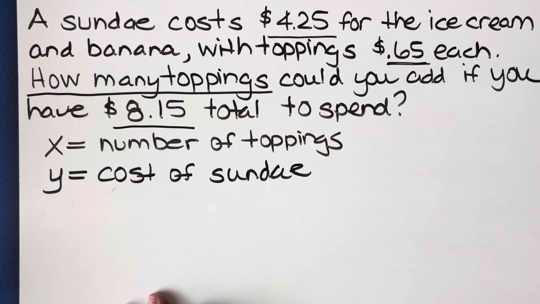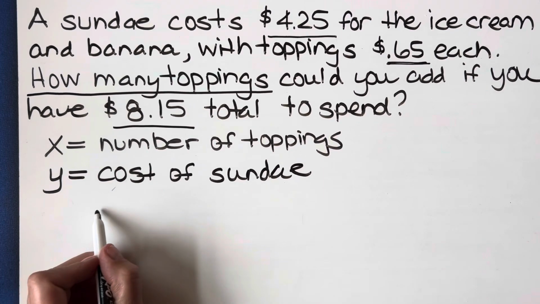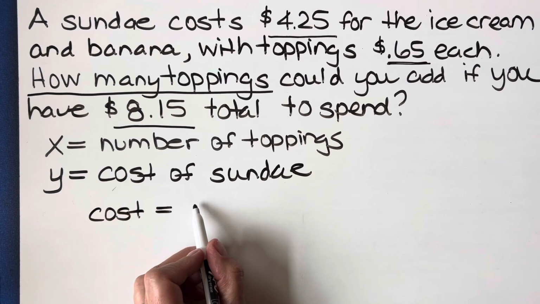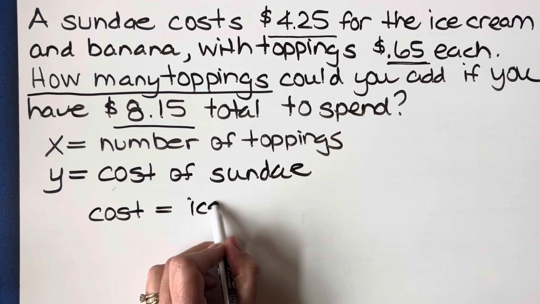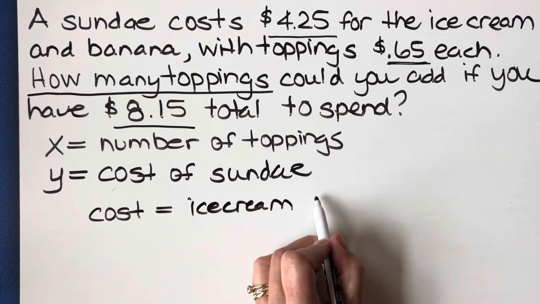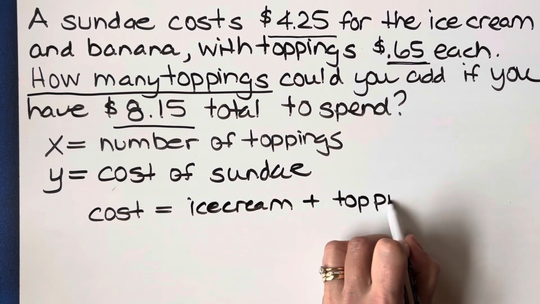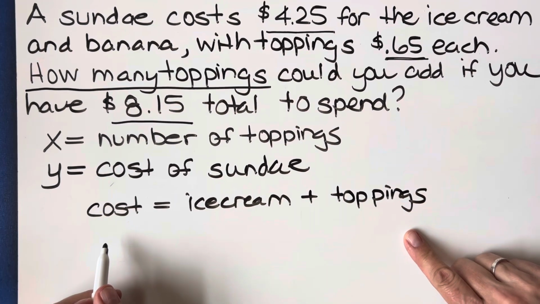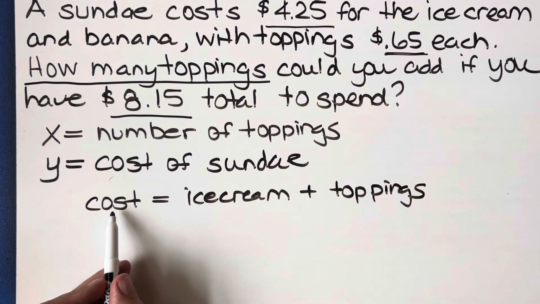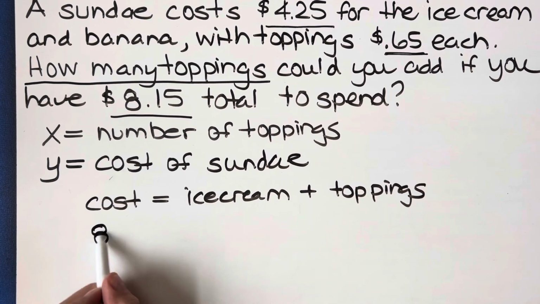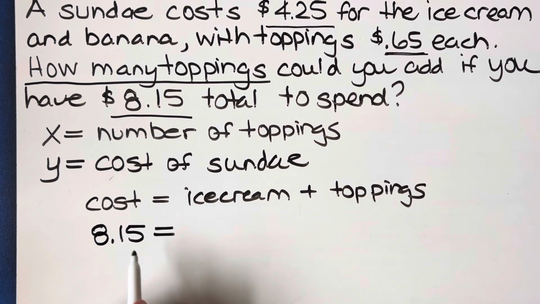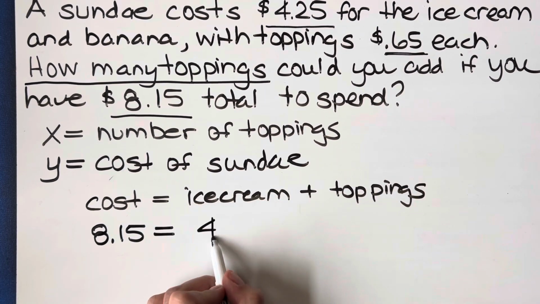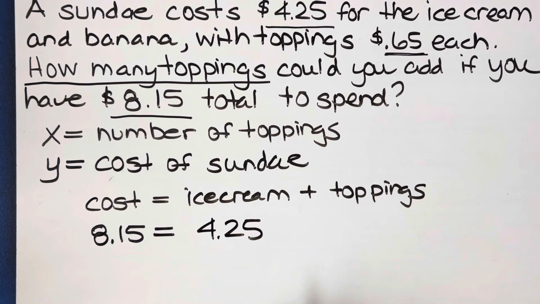So when I set up my problem, this is my thinking. I have the cost of the sundae, which is equal to just the ice cream itself plus the toppings. So how do I turn this written statement into an equation? I'm going to start substituting in some of my values. So I have the $8.15 for the total cost. The ice cream and the banana, which everybody has to pay that amount, is $4.25.